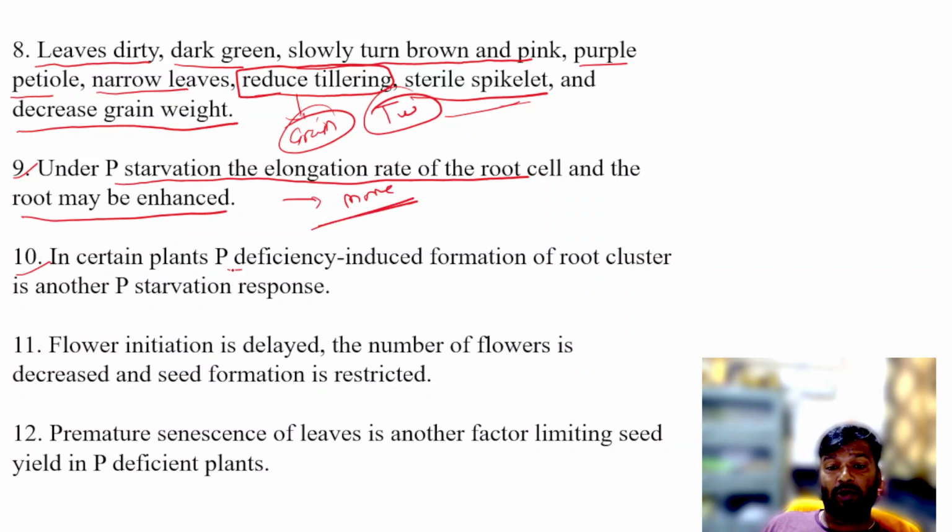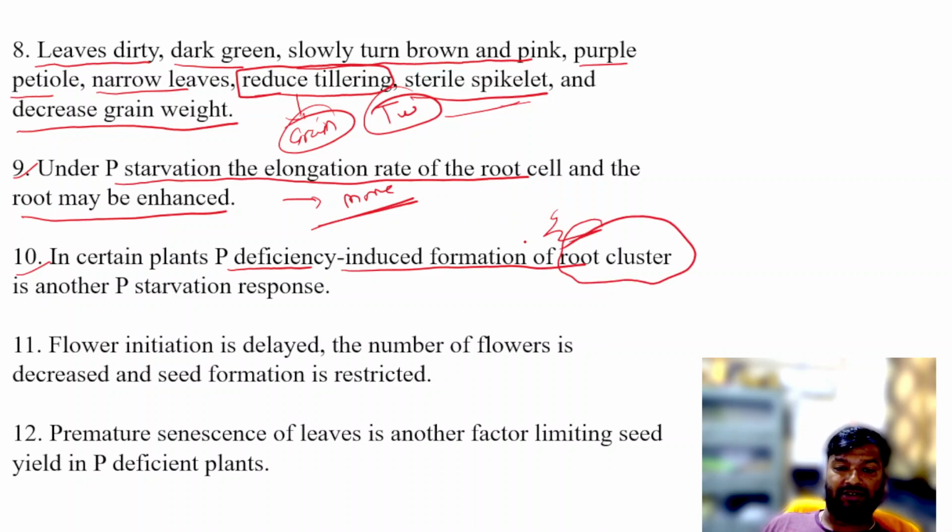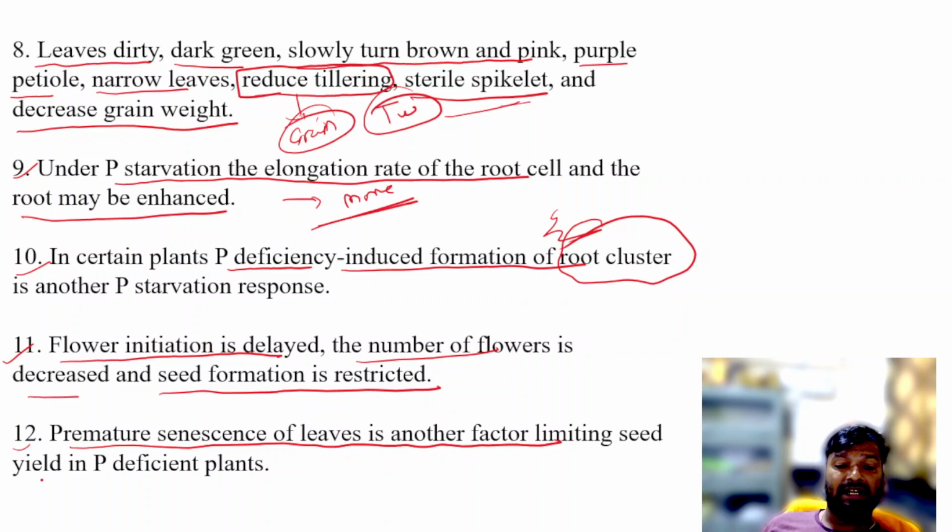In certain plant, phosphorus deficiency induce formation of root clusters. Next, flower initiation is delayed. The number of flower is also decreased and seed formation is also restricted. Next, premature senescence of the leaves is another factor limiting the seed yield in the phosphorus deficient plant. So these are the important symptoms of the phosphorus deficiency.